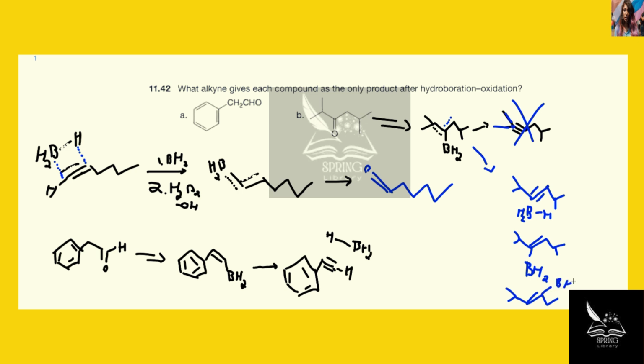But if I count my carbons, you would see that these are equivalent. If I flip this, these are identical molecules. So we just drew two molecules that are exactly the same because it's symmetrical. So we know that, yes, this indeed is the correct product here.